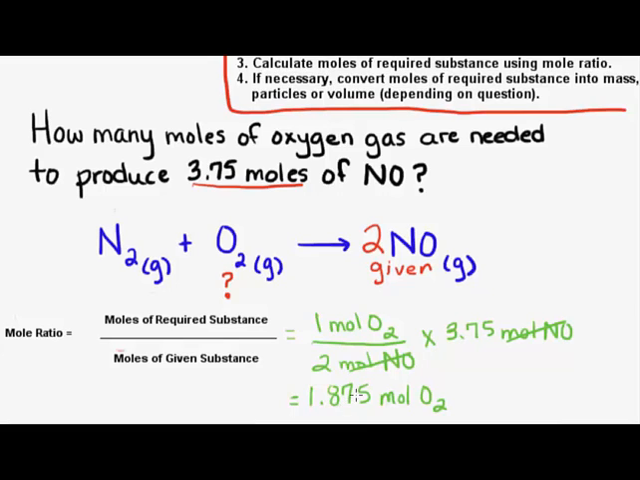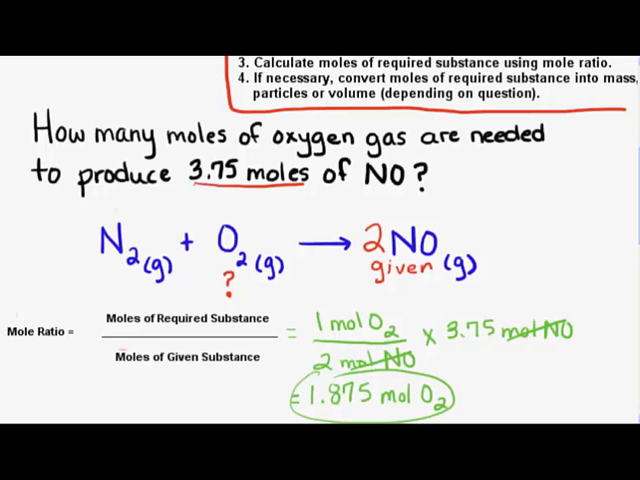And just to double check here, isn't this what the question was asking? It was asking us how many moles of oxygen gas are needed. So now we know, because of this calculation, that we would need 1.87 moles of oxygen gas to produce 3.75 moles of nitrogen monoxide. So well done, everybody.